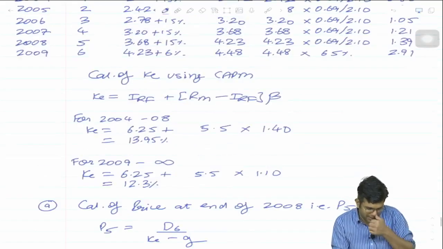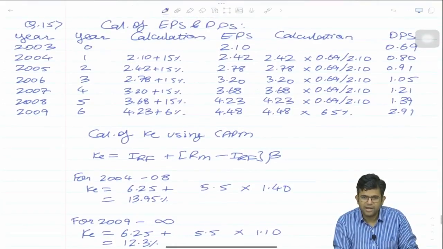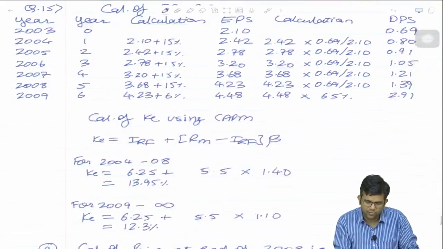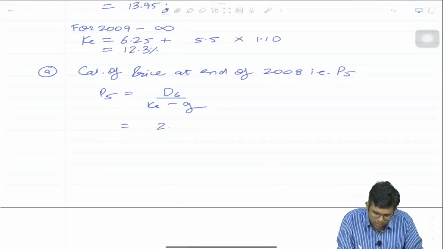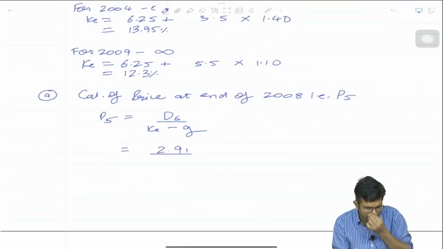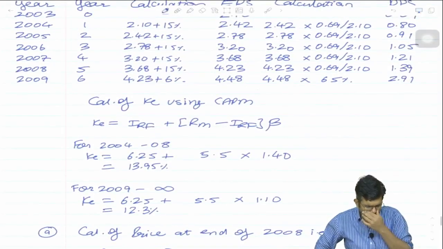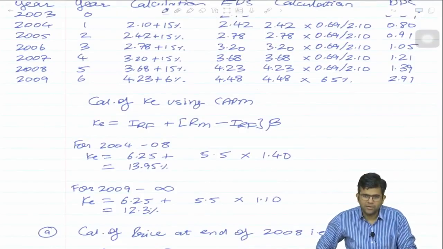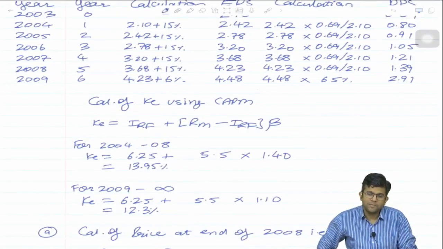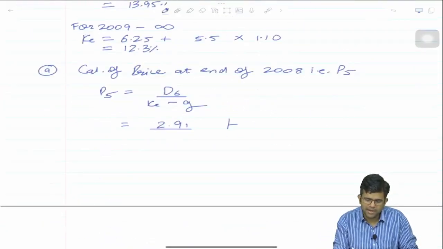D6 we already have. Last number, can you see D6? 2.91. We already have D6, year 6 dividend 2.91. So 2.91 the whole divided by KE. Now students, tell me which KE will you like to use? 13.95 or 12.3? Yeah, 12.3, because students, do you realize you are talking of the period D6 upon KE minus G.